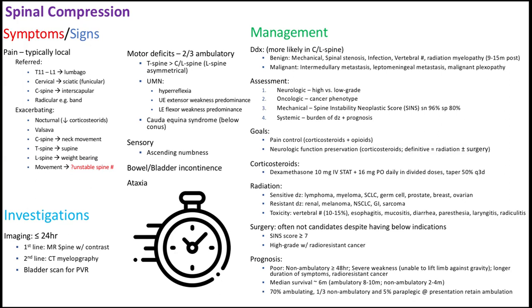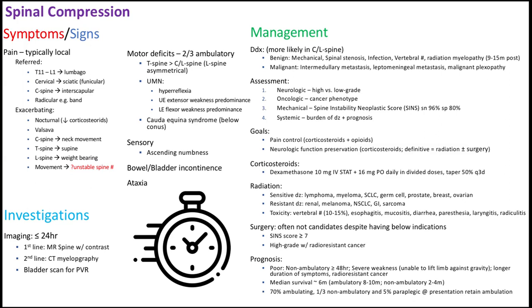As opposed to in the lumbar spine, where you can get things like cauda equina syndrome and typically more asymmetrical weakness. When things get advanced neurologically, that's when you start getting bowel and bladder incontinence. And then the other feature is the ascending numbness as a sensory deficit.